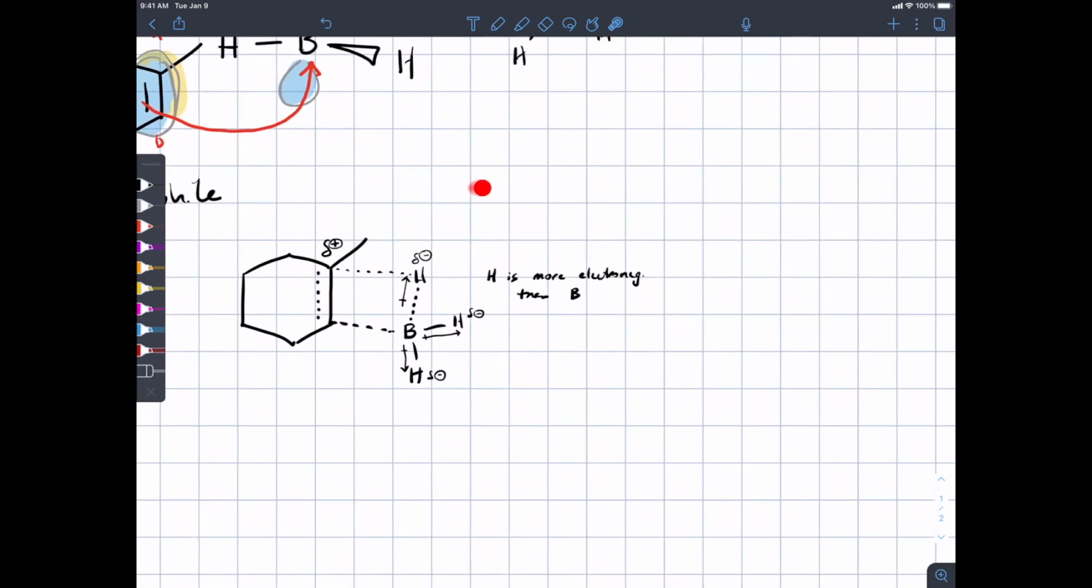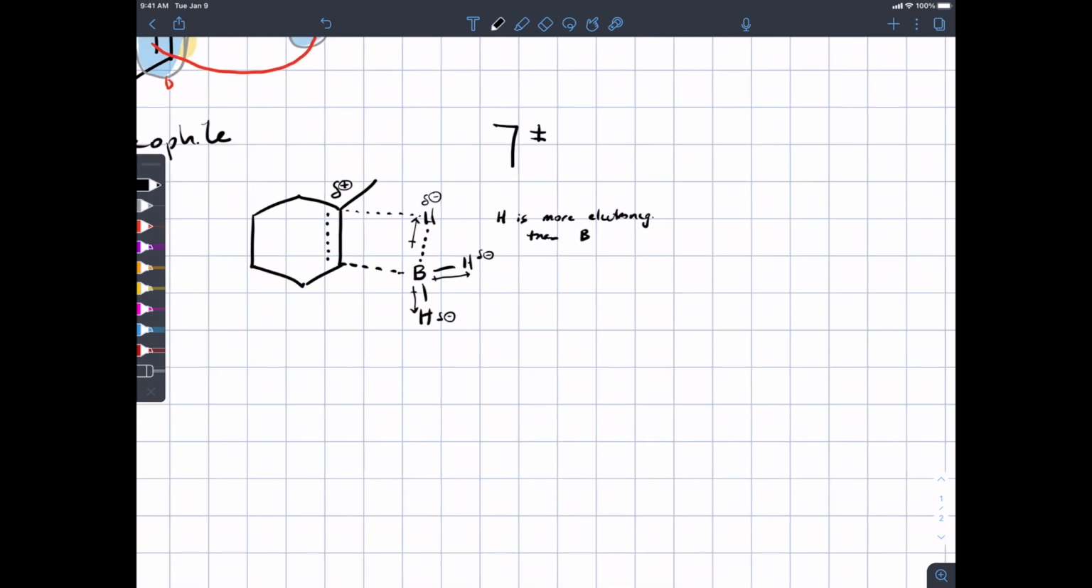So you have a transition state here where a lot of things are going on. In the transition state, the carbon-carbon pi bond is breaking. The carbon-boron sigma bond is forming. The carbon-hydrogen sigma bond is forming, though the carbon-boron bond is forming to a greater extent than the carbon-hydrogen bond is forming.